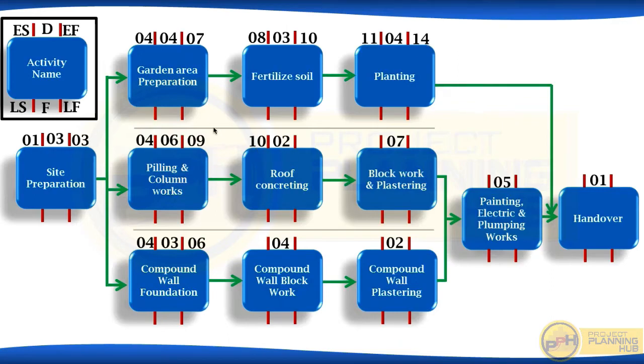Next, roof concreting. Now piling column works finishes on 9th. So roof concrete will start on 10th. Now duration is 2 days. So roof concreting will finish on 11th.